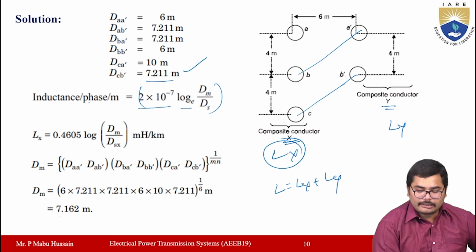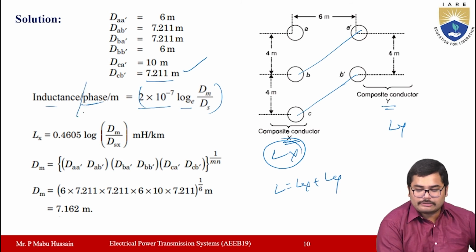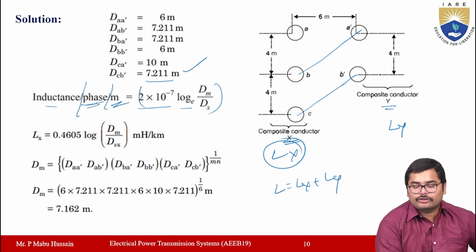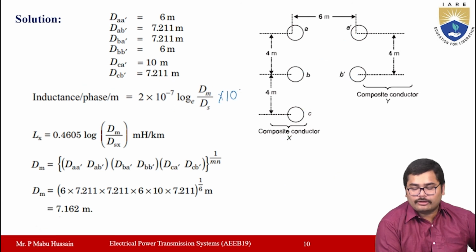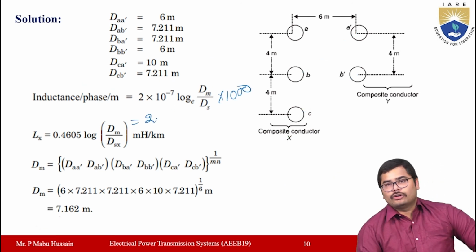If you want to calculate for a kilometer, then you have to multiply this value by 1000. So you will get 2 into 10 power minus 4 into ln dm by ds. The value is in henries per kilometer.